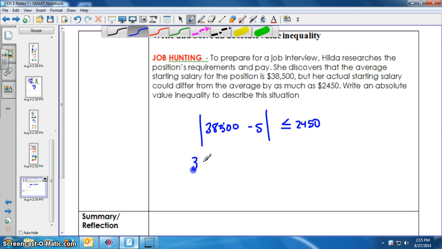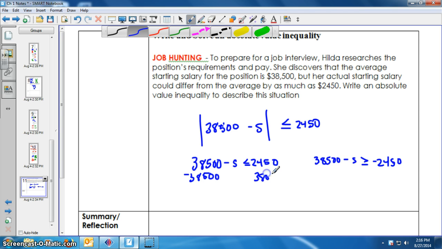Okay, so what we would do is we would set up our two, that's an S, and we would have one that's a positive, and then we would have one that's a negative. So flip that sign, and then we would solve. So minus that 38,500. So negative S is less than or equal to negative 36,050. Then divide by that negative 1. So we're going to flip our sign. And there's possible salary. And then over here, solve.